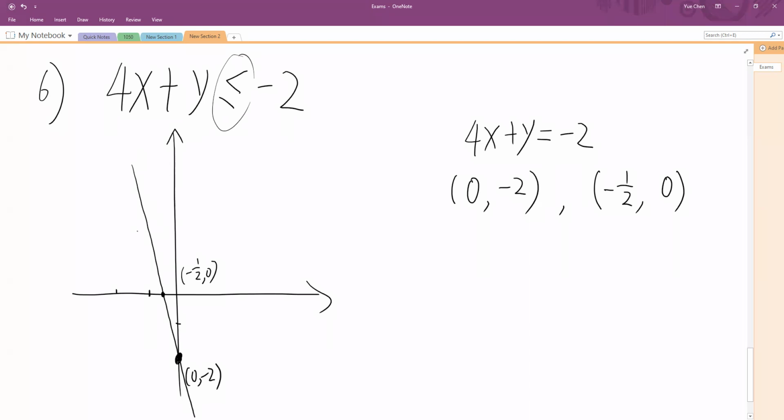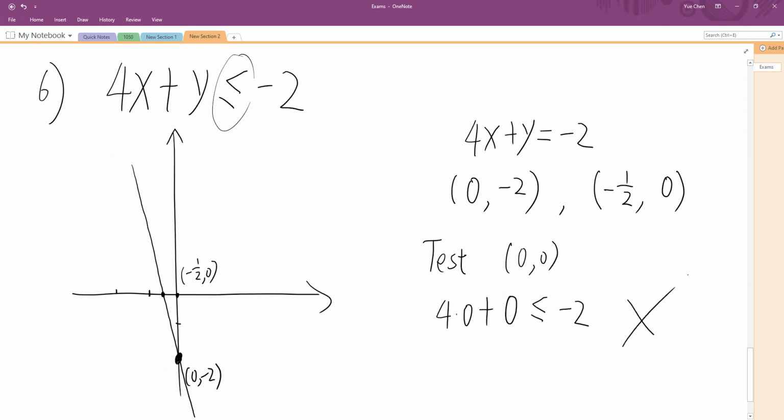Then we need this part or this part, right? It's separated into 2 parts. So which part represents the solution, the region for this inequality? We need to test, give a test point, an arbitrary point. So here we just choose the origin because the origin is not on the line. We need to choose a point which is not on the line, okay? We test the 0, 0 point. So we plug in 4 times 0 plus y equals 0, less than or equal to -2. Is this correct? Not correct, okay?